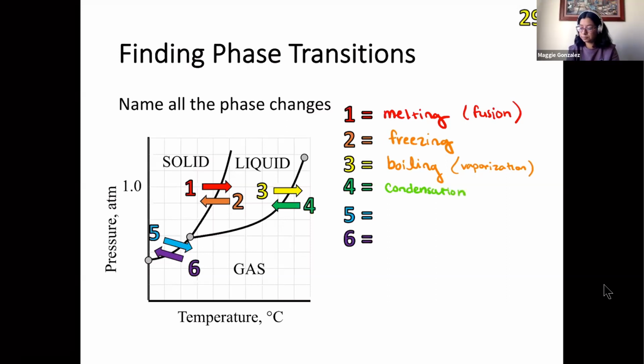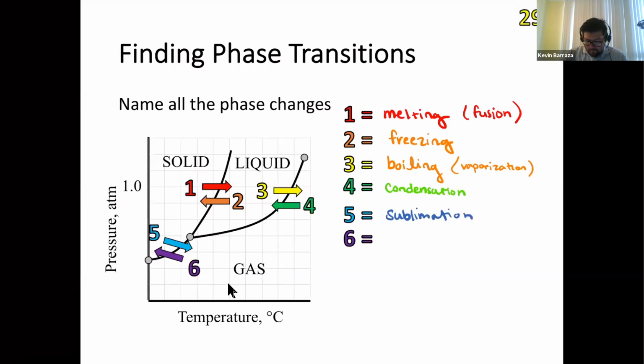Condensation. Now the other two we don't see as often in our everyday lives, though we do see it. When I go from solid to gas, that's sublimation. And when I go from gas to solid, that's deposition. Deposition is one that you could actually see in your homes, perhaps.